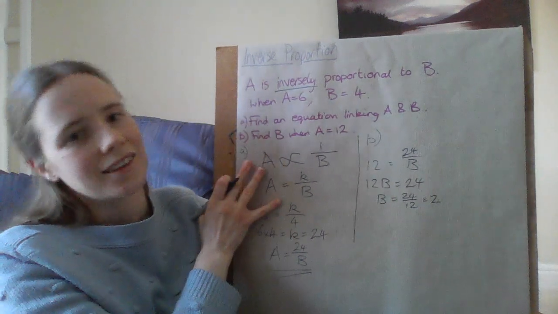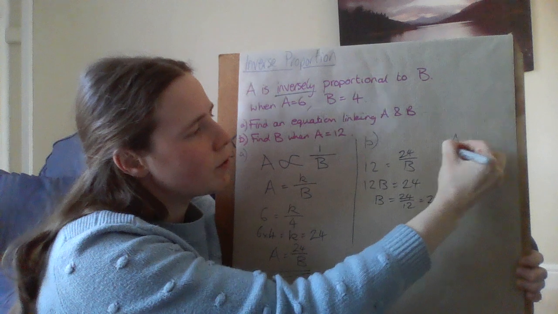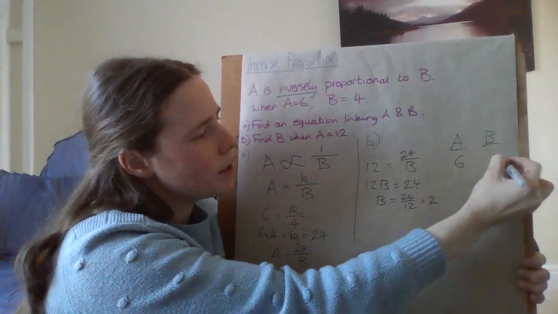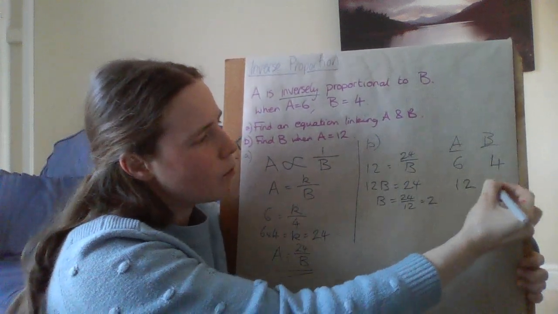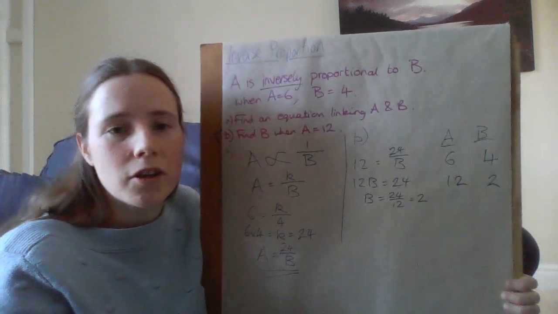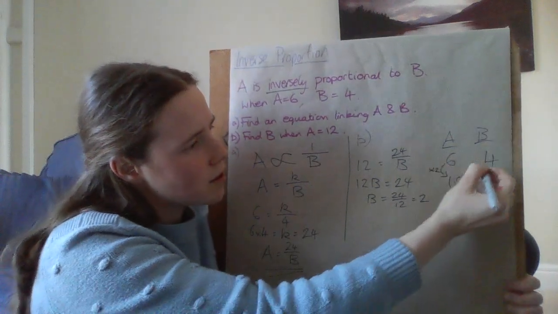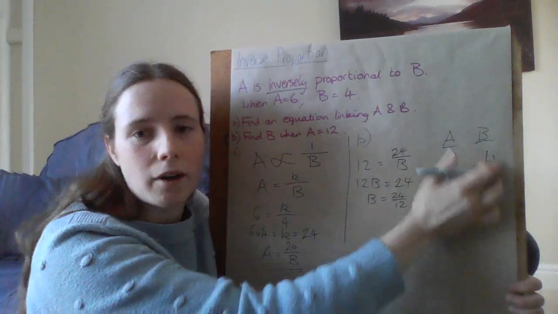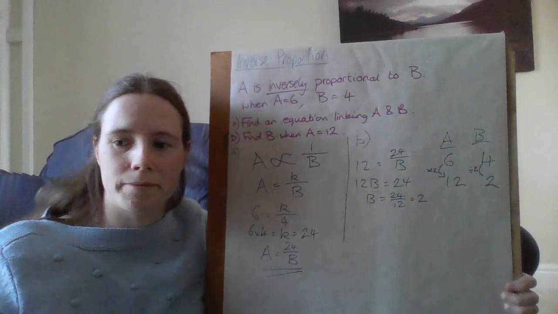Okay. Another little thing to mention on this before we move on, which is quite a nice way to check. If we think about our values of A and B, we started with A as 6 and B as 4. Then we had A as 12 and we've got B as 2. If you look at those values, hopefully you'll notice that as that one doubles, that one divides by 2. Okay, so one doubles, one halves, and we know that's the kind of pattern that we need to see when we're dealing with inverse proportion.